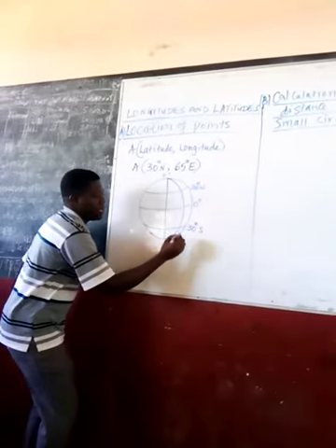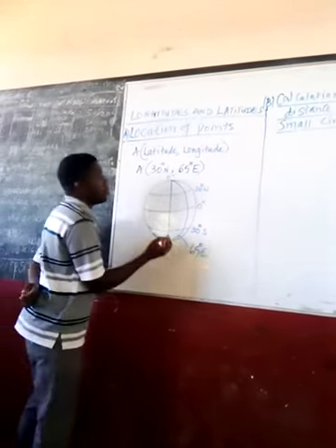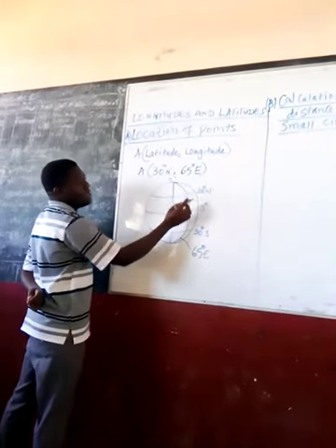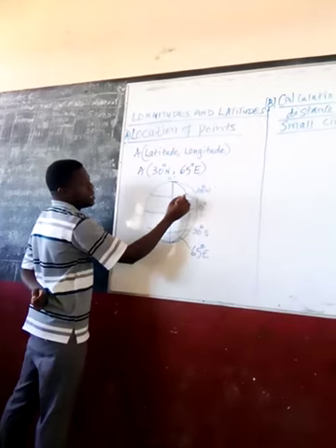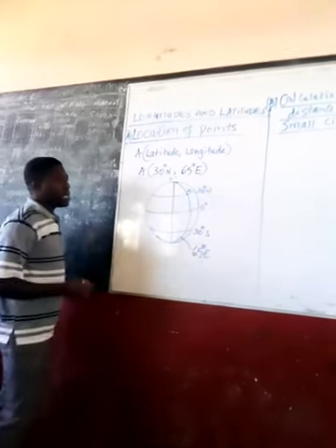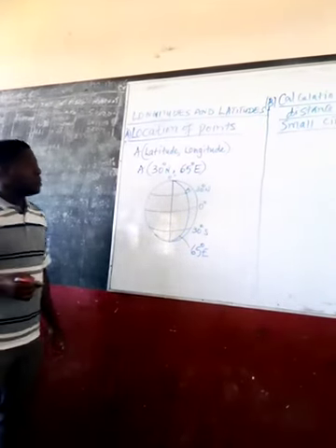Then we can indicate here 65 degrees east. So where the 30 degrees north and 65 degrees east meet, this point is our point A. That's how we present points on the globe.